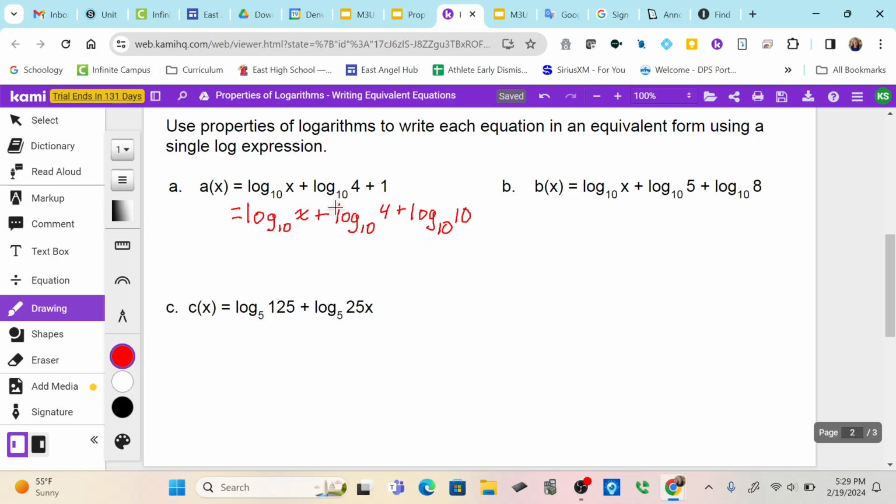Now I can apply that rule where if I have addition of logs, I must have multiplied some factors in the argument. And since all of these are connected by addition, I can write this as log base 10 of x times 4 times 10. And then I can simplify that expression, and we will have log base 10, 4 times 10 is 40, x.